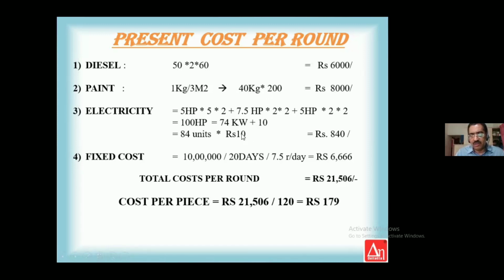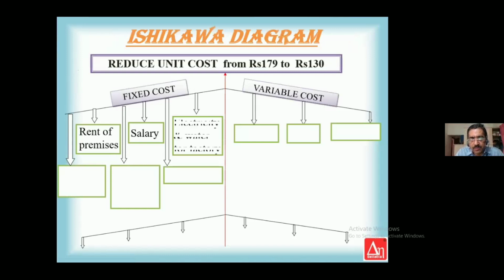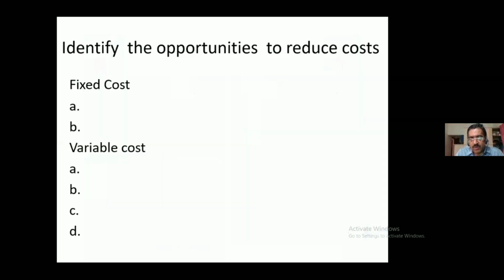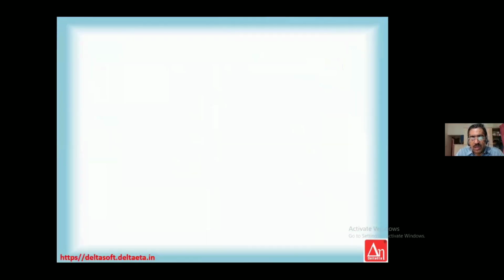Electricity, let us not touch it in the first attempt. So let us focus on how to reduce diesel and paint consumption so that you can reduce the cost. It's already informed that the paint and diesel supplier has refused to give any discount to the price they are supplying now. So variable cost, you have 3 items.